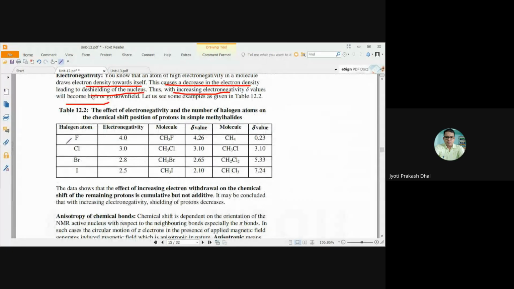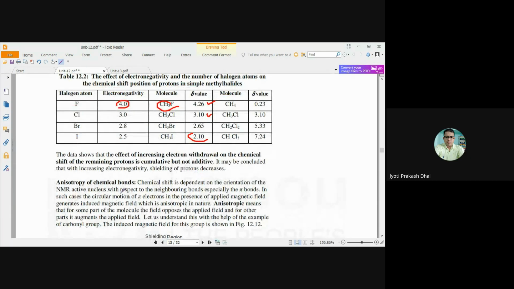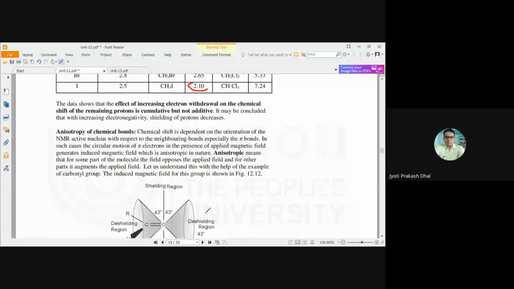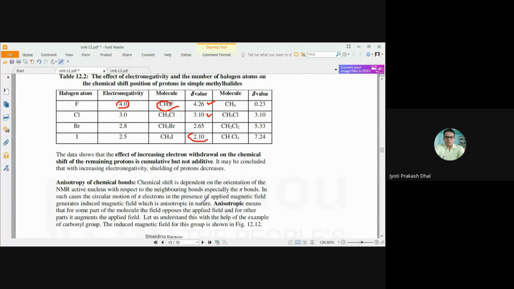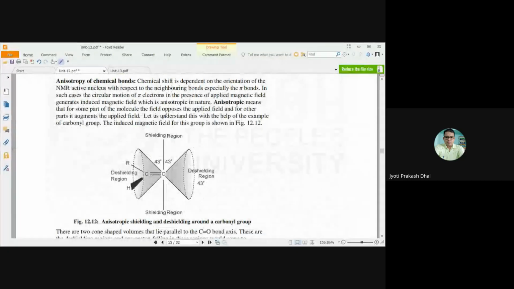So here, with hydrogen atom having higher electronegativity, the value of delta for CH3F is 4.24, for CH3Cl that is 3.10, for CH3Br that is 2.26, and for CH3I that is 2.1. So by increasing the electronegativity of any attached atom, we will observe higher field. Then, anisotropy of chemical bond.